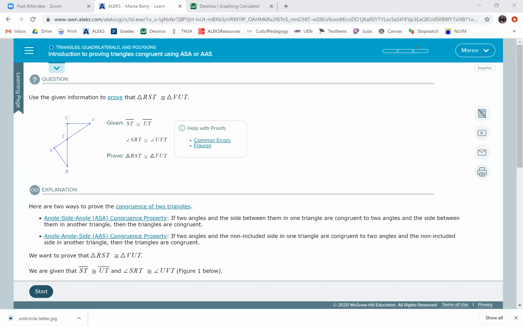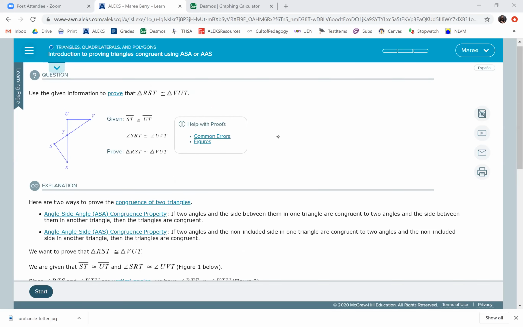Probably the hardest part about this is being able to figure out if we're using ASA or AAS. So just remember that for ASA, the side is in between the two angles that are congruent. And for AAS, the side is next to it. It's not in between.